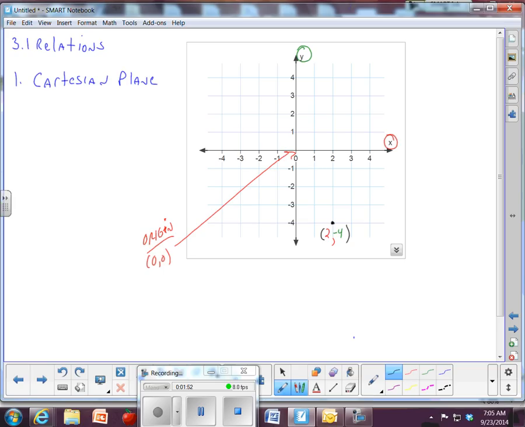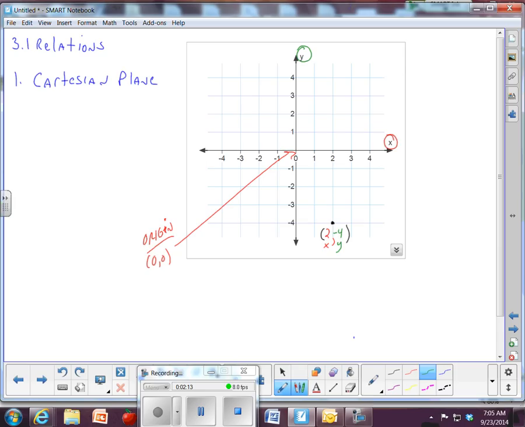Okay, so we've got Cartesian plane, you've got an x-axis, a y-axis, 0, 0 is the origin, and then points are located in the plane by their coordinates. Again, remember, the first coordinate always corresponds to the x, and the second coordinate to the y. Alphabetical order.